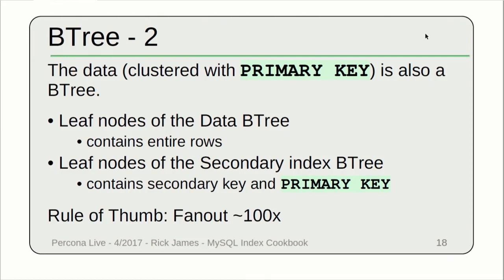The data in an InnoDB table, I'm talking only InnoDB. If you have MyISAM, these slides don't cover it. There is a link to an older deck that does cover MyISAM. You should be moving away from MyISAM. It's dying. Don't use it. So InnoDB's primary key is clustered with the data. The leaf nodes of the data B-tree contain the entire rows. The tree is based on the primary key.